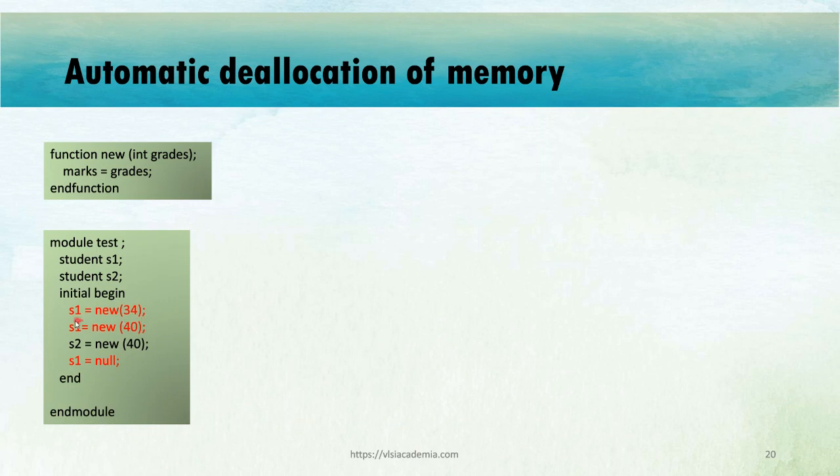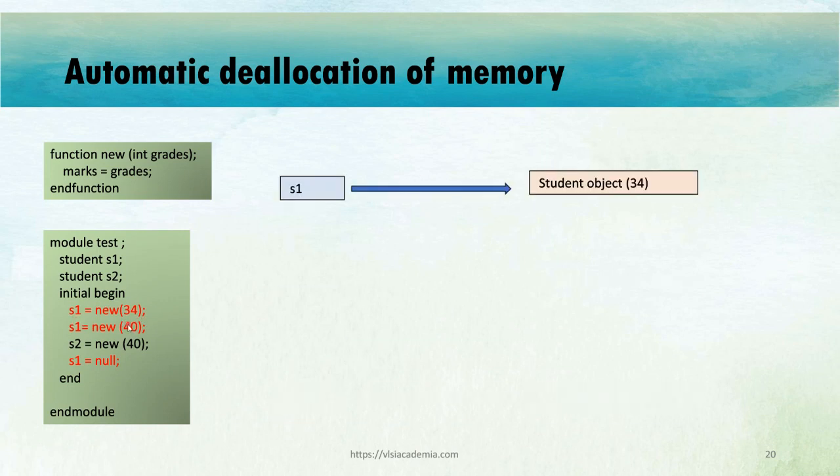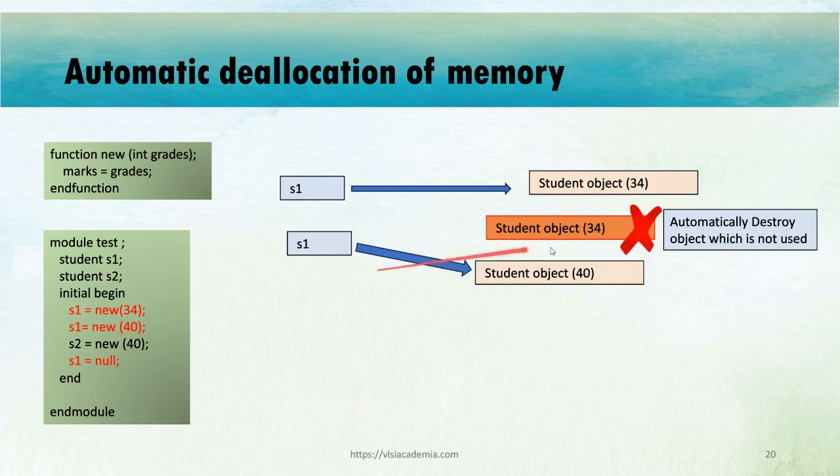Now what will this do? So by using this statement s1 equals new 34, one student object will be created and its marks will be assigned as 34. Now, when I call this second statement, s1 equals new 40, what will happen? A new object will be created whose marks will be 40. Right? A new student object will be created whose marks will be 40.